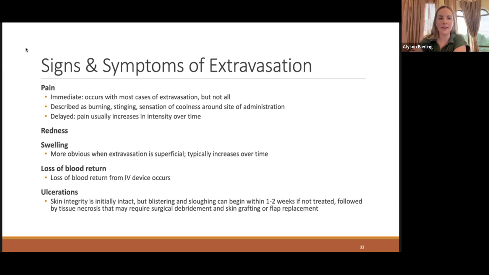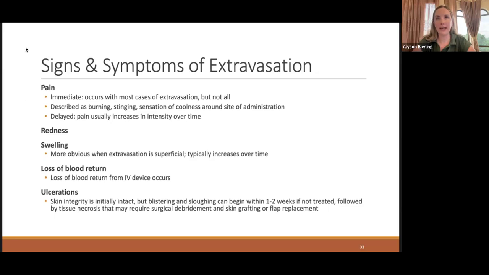The course of pain typically is that it increases in intensity over time. Redness can occur, swelling as well. Loss of blood return is a telltale sign of extravasation. So if you're administering your vesicant and you check for blood return and there's no blood that returns from the IV device, that tells us that extravasation has likely occurred. And then ulcerations are a late sign of extravasation.